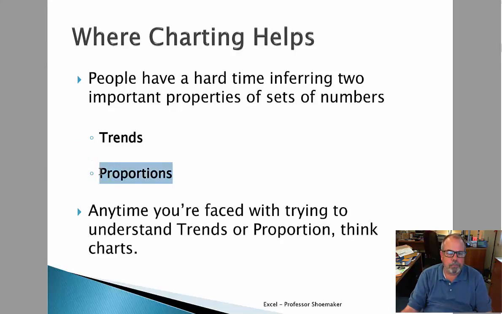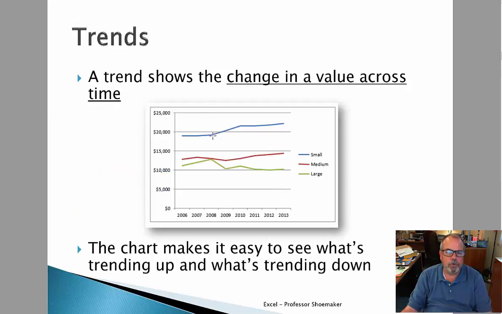The second one is proportions. Anytime you're faced with trying to understand that, you should draw a chart. So for example, this trend shows a change in value across time, and it's very easy to see that the small and the medium have been rising, but the large is flat and maybe even going down a little bit. That's the very same data that was in the table I just showed you, but now it's really easy to understand what the trend in the sales is over time.